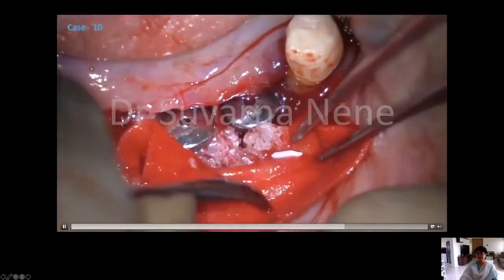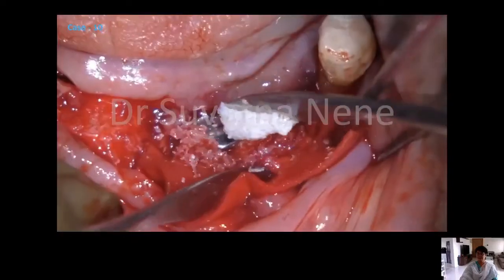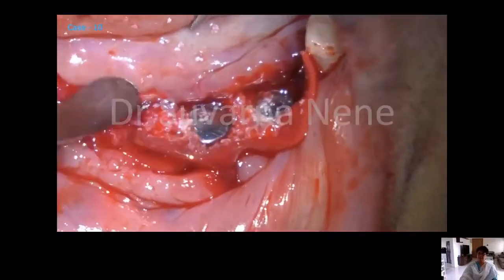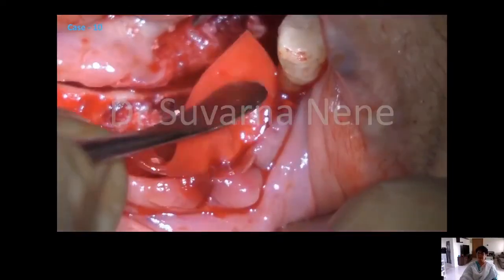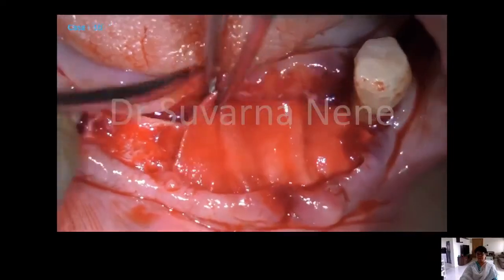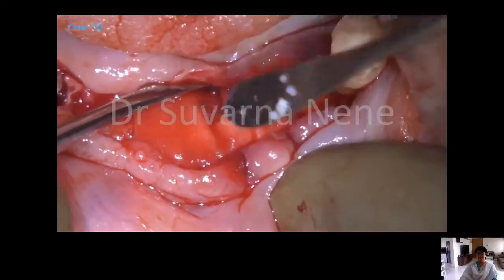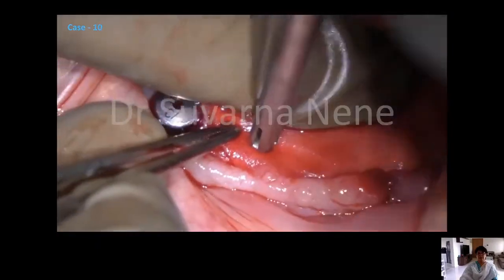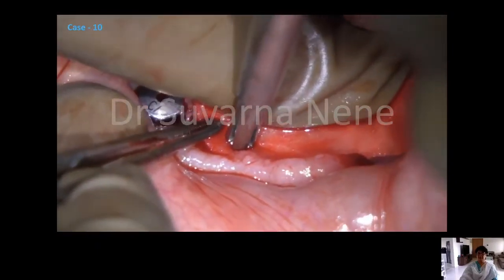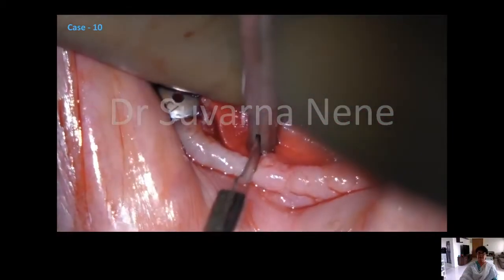And this is one beautiful instrument which I like to use whenever I am placing tacks in the mandibular buccal cortex, especially in the apical region, where it's impossible to enter with a tack without drilling. So now here on the crest also we will stabilize it. Now after the left hand side is done, close that side partially and then shift it to the right side.